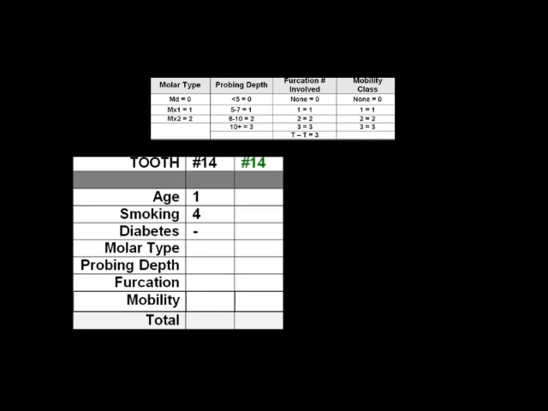The first 3 factors taken from the health questionnaire, age 1, smoking 4, diabetes 1, have already been recorded. The next thing we're going to score is the molar type. We know that mandibular molars have a much better prognosis than maxillary molars, and that the maxillary first molar has a better prognosis than the maxillary second molar. So we're going to score the maxillary first molar a 1. The probing depths in this case are between 7 and 8 millimeters, so we'll take the higher of that and say the probing depth score is a 2.